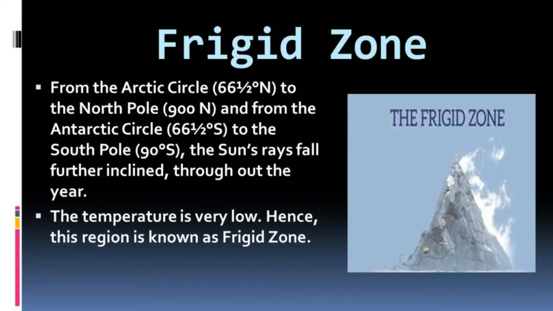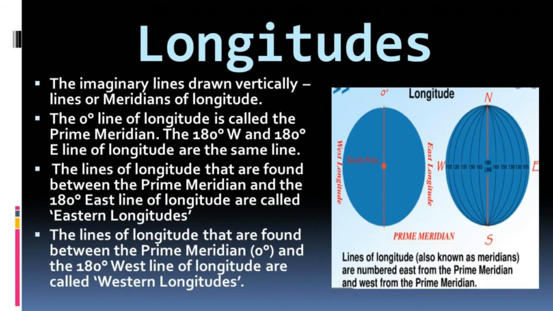The temperature is very low, and this region is known as frigid zone. Longitudes. The imaginary lines drawn vertically connecting the North Pole and the South Pole are called lines or meridians of longitude. These lines of longitude are seen as semicircles. The 0 degree line of longitude is called the prime meridian. There are 180 lines of longitude towards the east and west from the prime meridian. So there are totally 360 lines of longitude.